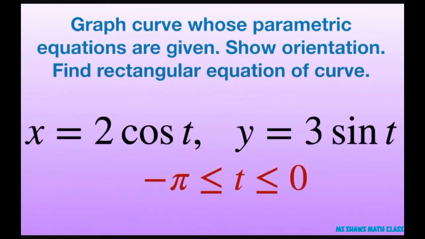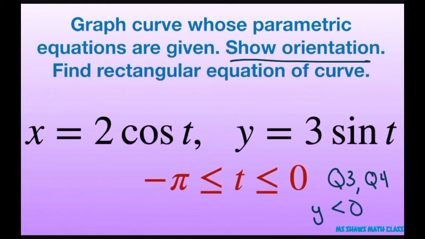Everyone, we're going to graph a curve whose parametric equations are given as x equals 2 cosine of t and y equals 3 sine of t, from our domain of negative pi to 0. This is quadrants 3 and 4, so our y is going to be negative. We're going to show the orientation after our graph and also find the rectangular equation of the curve. So let's see what we have.